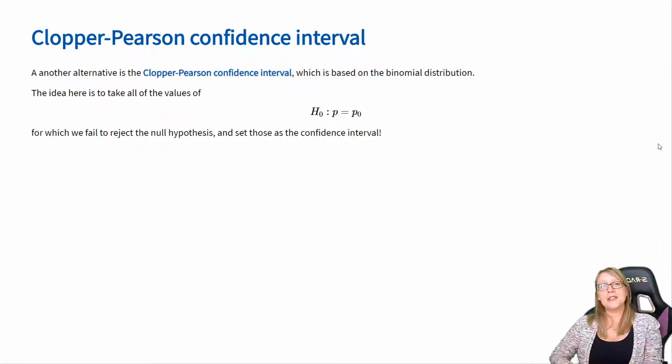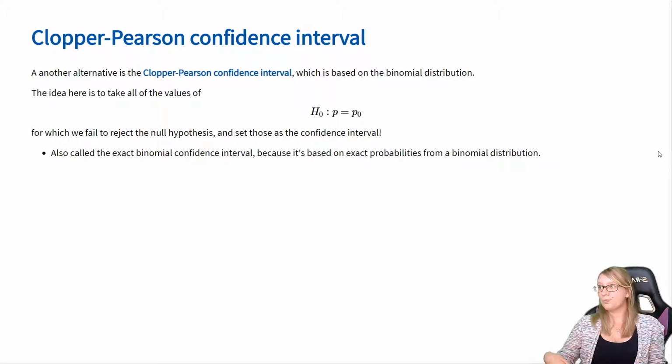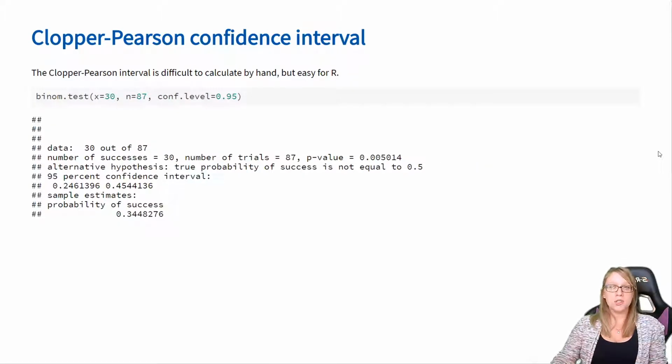Now, let's take a look at this Clopper-Pearson interval. The idea here is very similar to the idea of the binomial test. Essentially, what we will do is take all of the values of the binomial proportion p for which we would fail to reject this null hypothesis in a two-sided hypothesis test, and they become the confidence interval. This is also referred to as the exact binomial confidence interval because it's based on probabilities taken exactly from a binomial distribution.